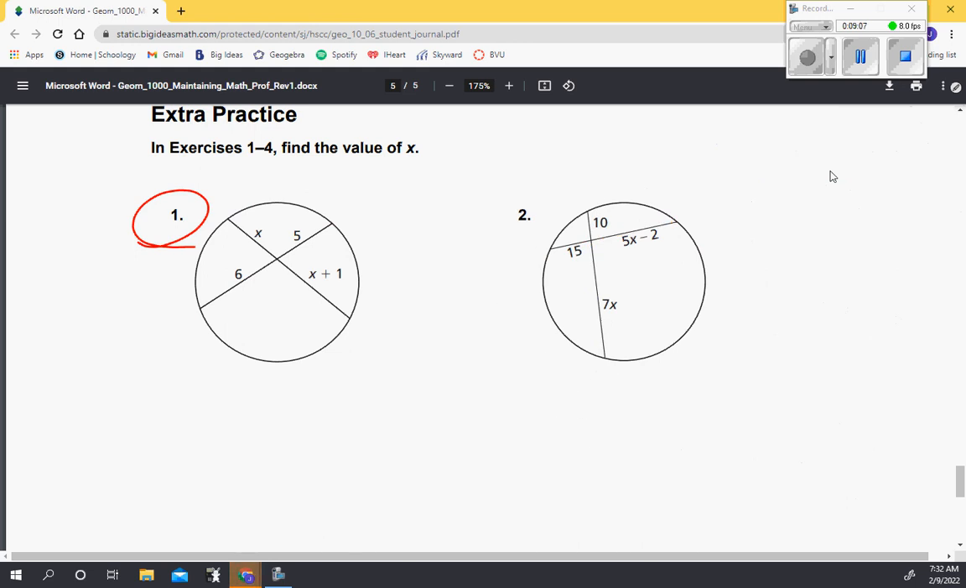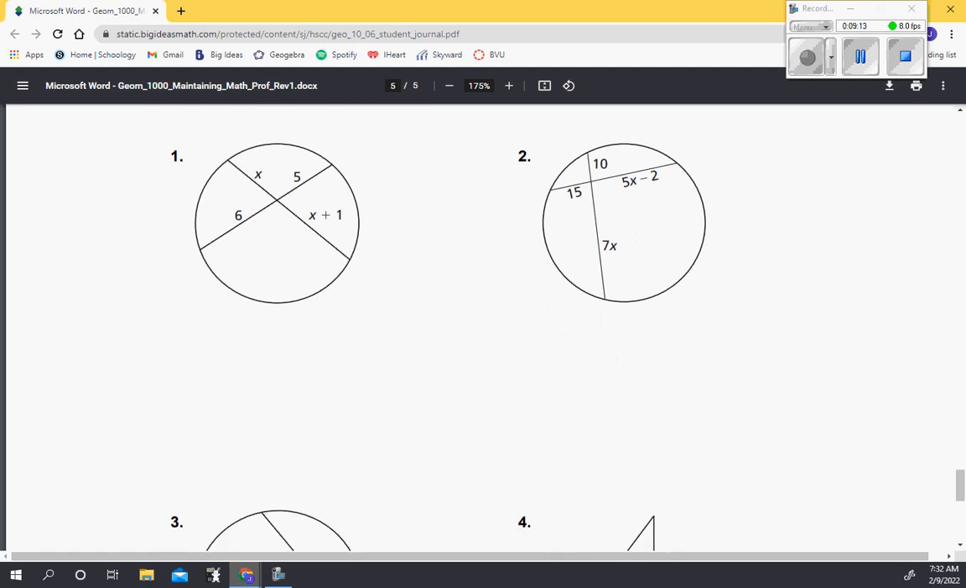Now I want to go back to number 1. The reason I skipped it is because it's a little more difficult. I don't know why they make the difficult problem in number 1, but they did. Start with our whole numbers. 6 times 5 is going to be equal to x, and then we have to put in parentheses x plus 1.